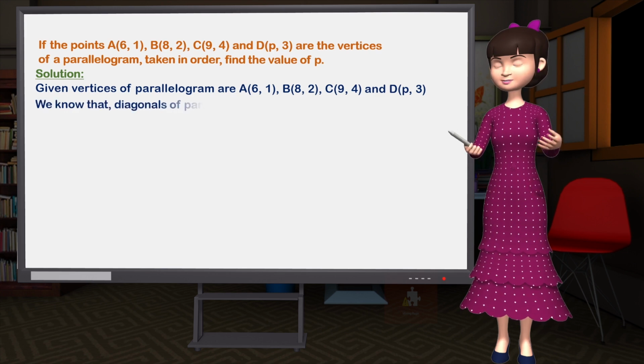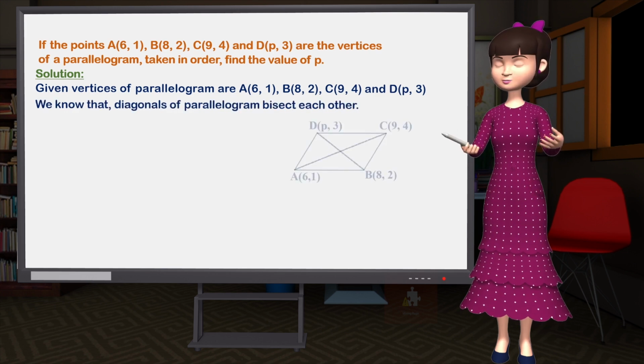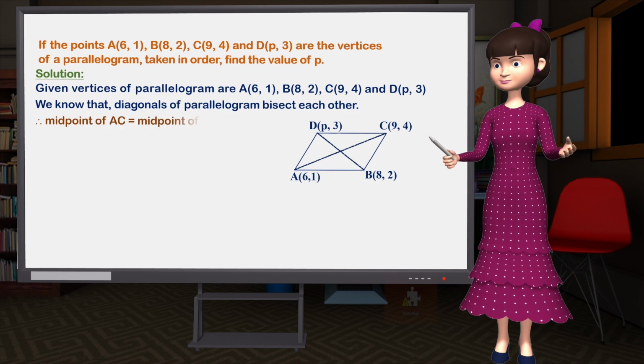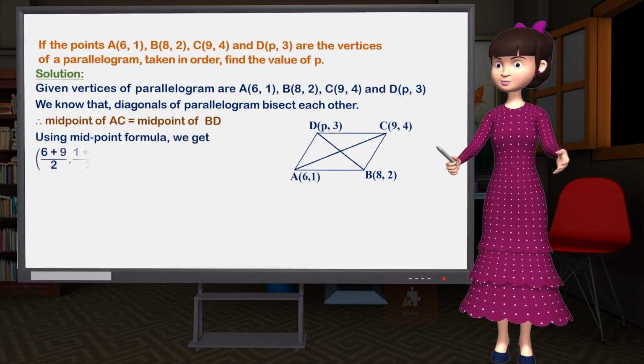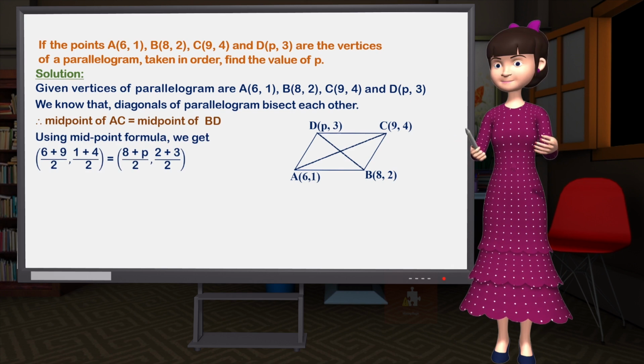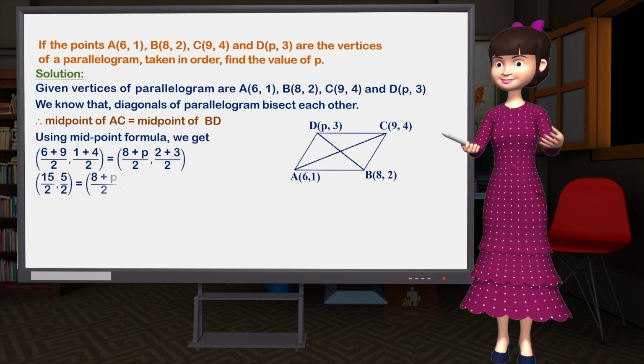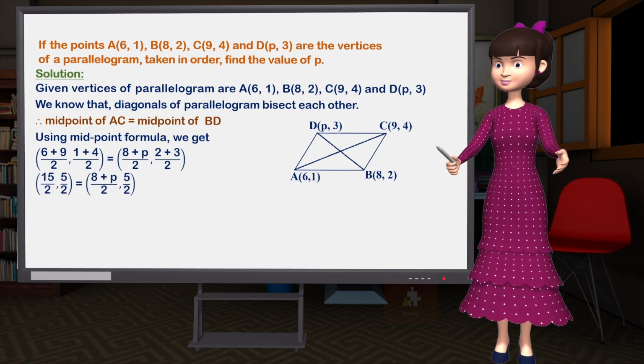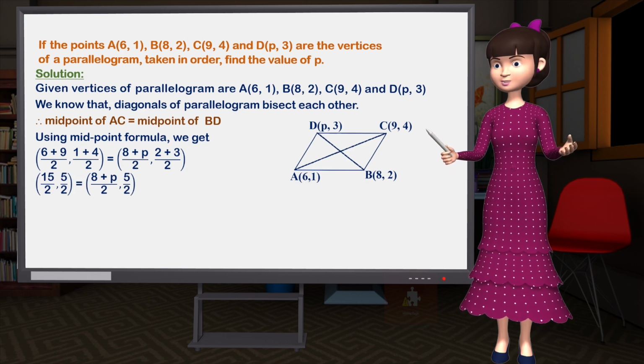We know that diagonals of a parallelogram bisect each other. Therefore, midpoint of AC is equal to midpoint of BD. By using midpoint formula, we get (6 plus 9)/2, (1 plus 4)/2 is equal to (8 plus P)/2, (2 plus 3)/2, which implies 15/2, 5/2 equals (8 plus P)/2, 5/2.